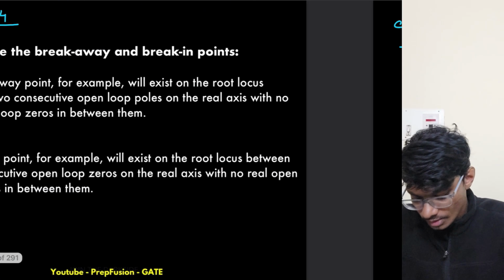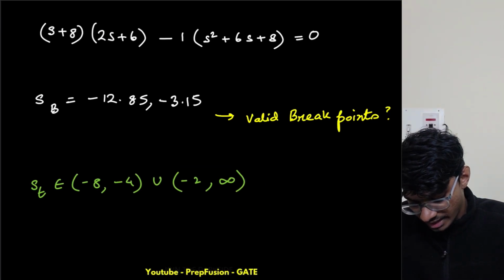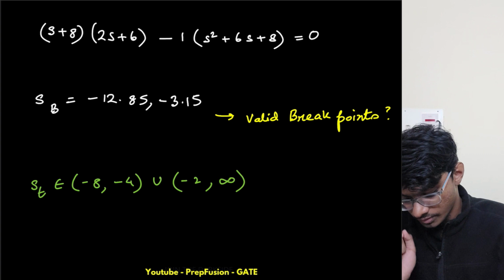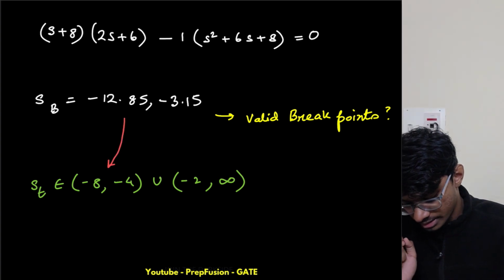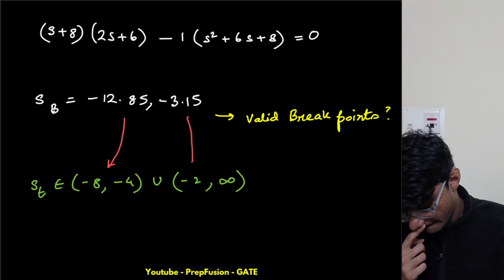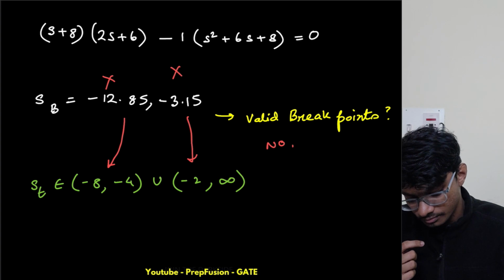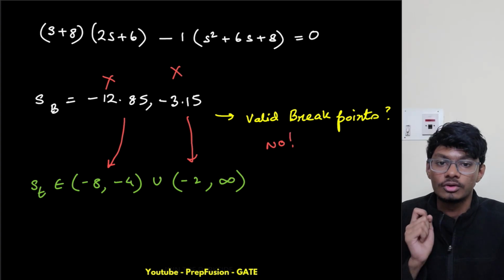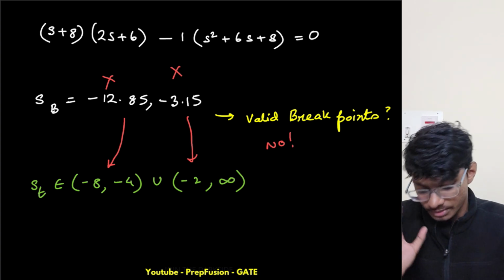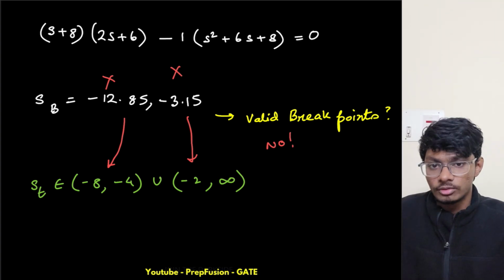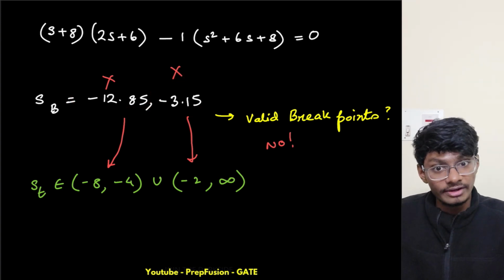But to prove it to you, if I put the valid points on the real axis, this is not lying on the range, and this is also not lying on the range, right? So both of them will not lie on my root locus, hence I don't have a valid breakpoint. But if you go back to your notes, you will see that the two roots are the same, but they were valid breakpoints there.